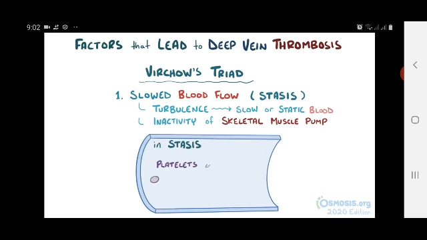During stasis, platelets and other clotting factors contact the endothelium, and prolonged interaction leads to clotting factor adhesion, and ultimately activation of the clotting cascade.